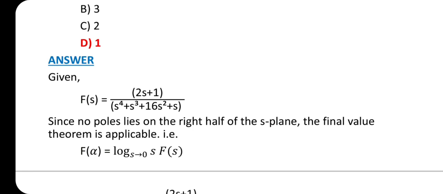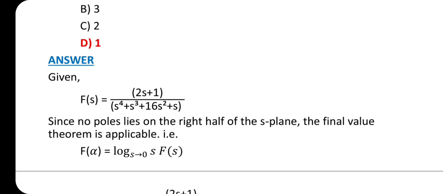That is, the final value theorem states that the final value of a system can be calculated as f of infinity equal to limit s tends to 0 of s F of s. F of s is the Laplace transform of the function. For the final value theorem to be applicable, the system should be stable at the steady state. And for that, the real part of the poles should lie on the left side of the S-plane.